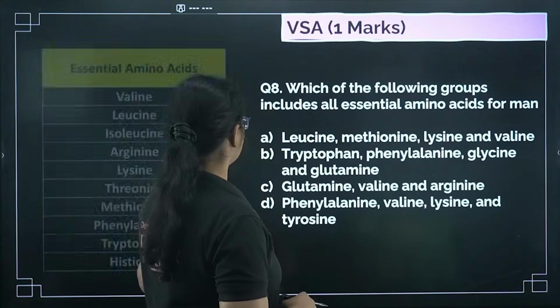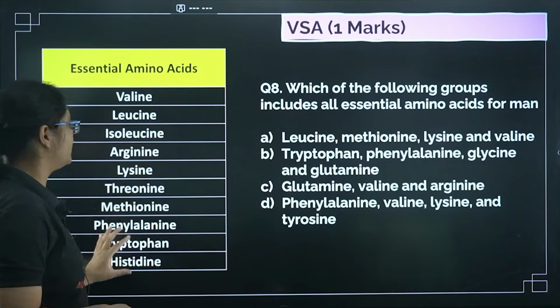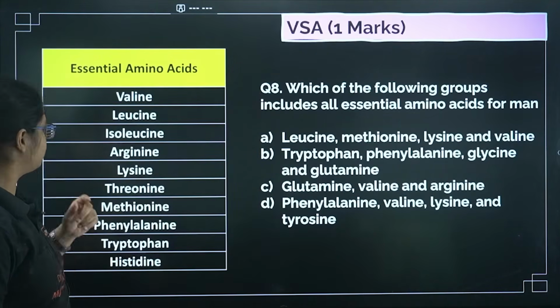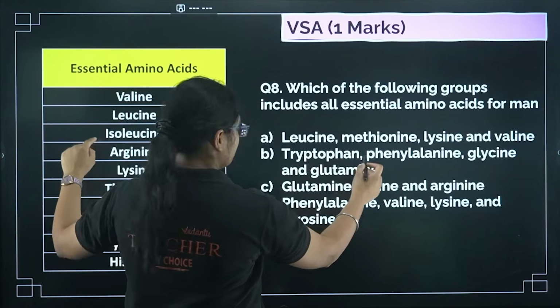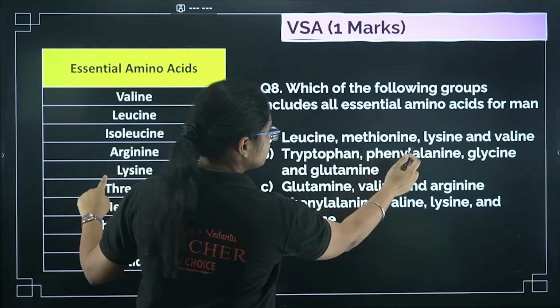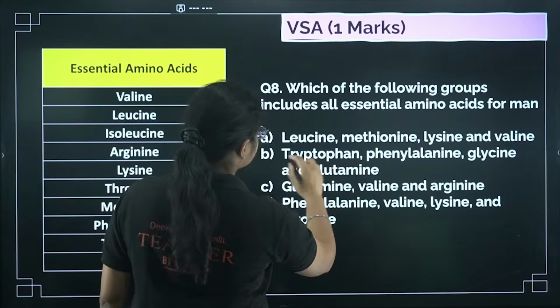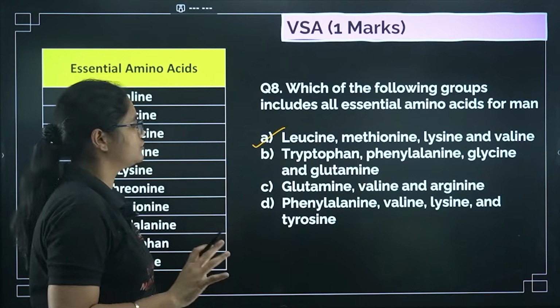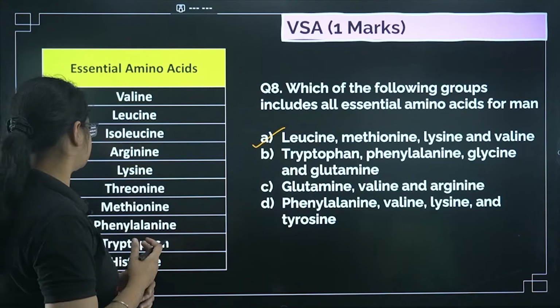Okay, so you have to see the list. This is the list of all essential amino acids. In the first one, I have leucine, methionine, lysine, and valine. So yes, the first one itself contains all the essential amino acids. So option A is the correct answer.